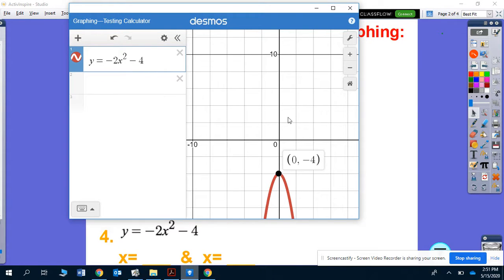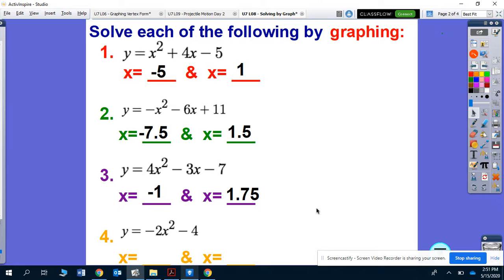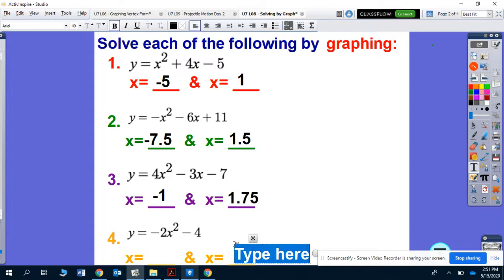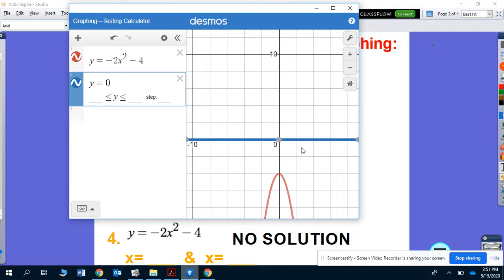This is not crossing the x-axis, right? Your x-axis is right there. Y equals 0. If it doesn't cross that blue line, that x-axis, then you don't have a solution, and that's okay, right? For all of these we did, but in this particular case, we don't have a solution. There is no solution. So that's what you would just write. If it doesn't cross the x-axis, then we have no solution. And that's fine. It's not going to be a solution every single time.